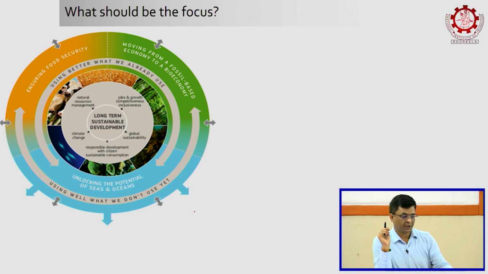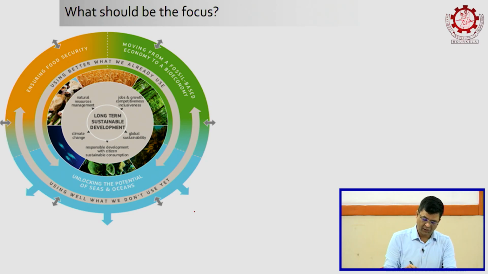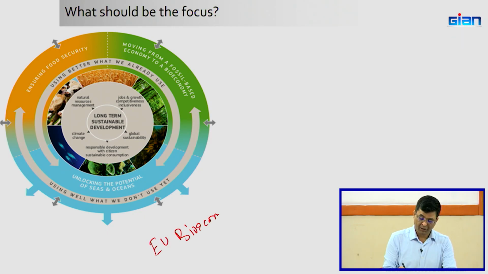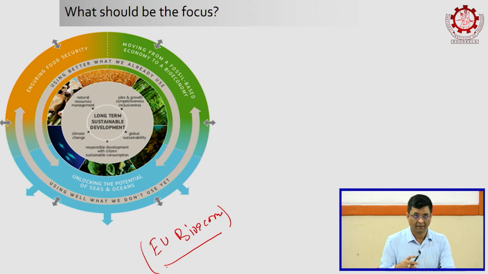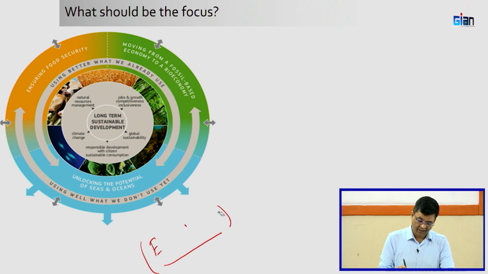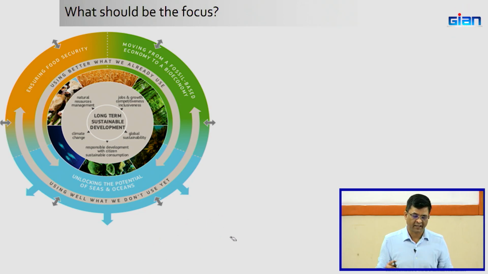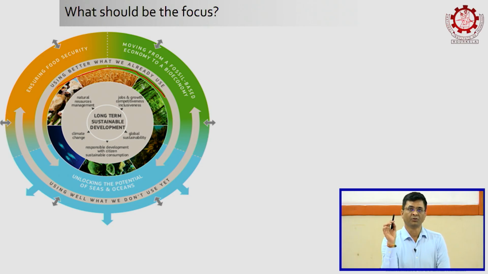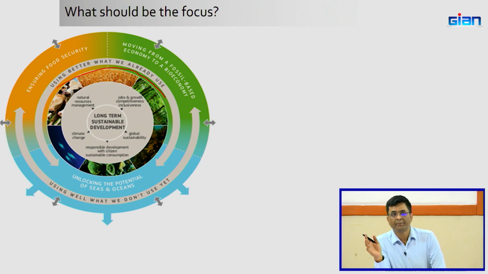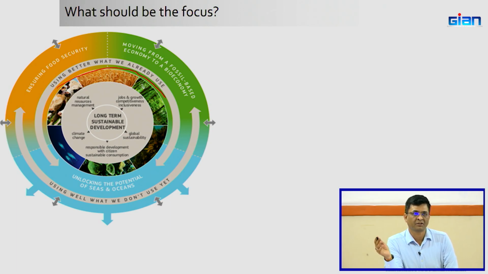If you see this particular diagram, this is all to do with the EU bioeconomy. Sorry, I keep quoting EU examples because this is what I am aware of, and similar systems are there everywhere. The US system is there, Australian, even in India there is a system. If you see this diagram very carefully, the first line is using better what we already use. That means whatever we are using, how best we can make use of it, how we can have better usage of whatever product we consume.